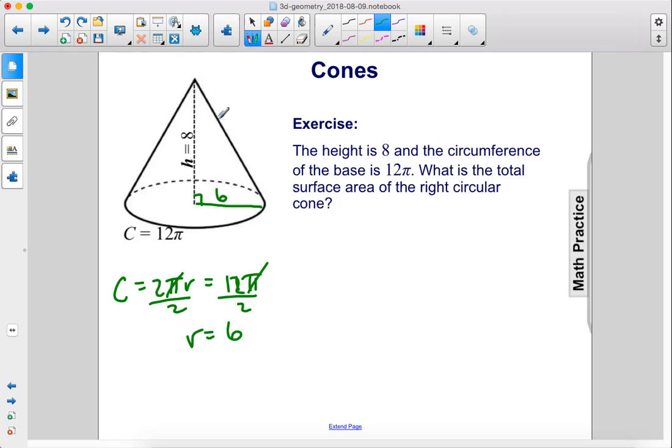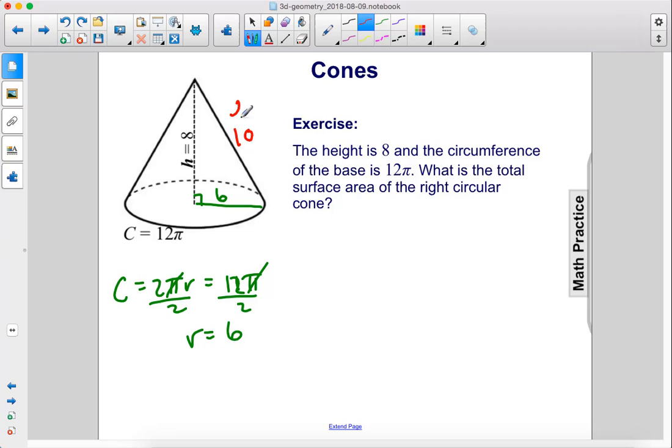Now we have to solve for L, which is this length here. So we have a right triangle, 6, and this height is 8. 6, 8, 10. This is a special right triangle. This is a 3, 4, 5 triangle. You can also use Pythagorean theorem. So 6 squared plus 8 squared equals 100, which is 10 squared.